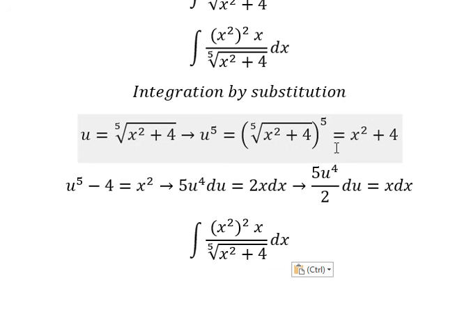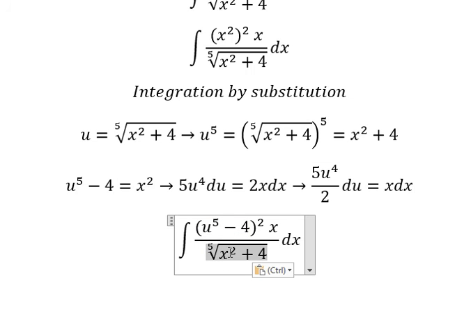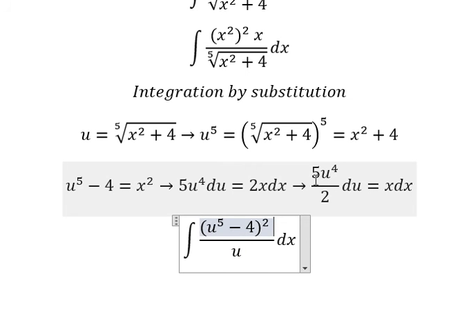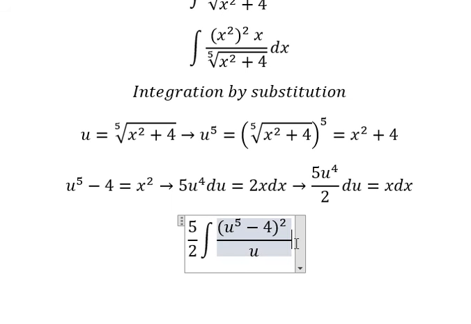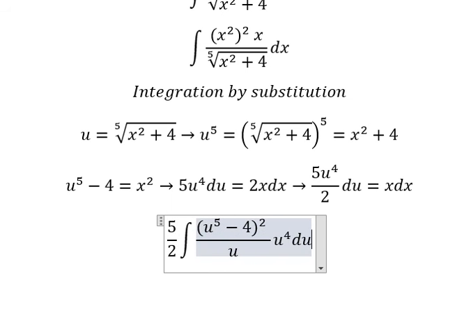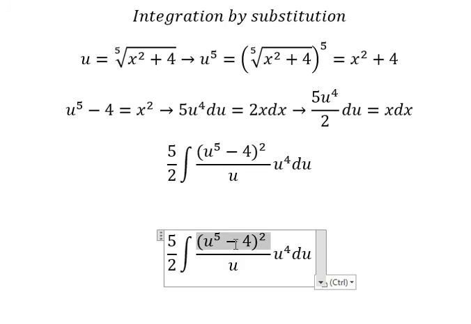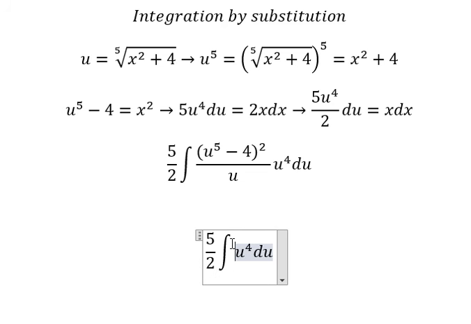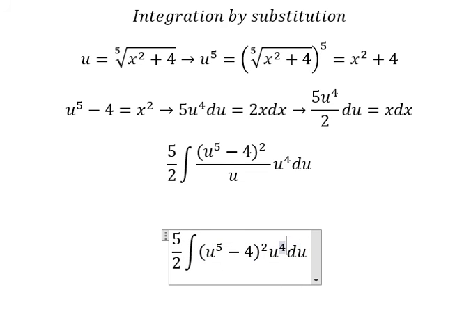S squared, that is this one. This one we change by u. S ds we change by 4u to the power of 4 over 2. So I will put 5 over 2 going here. This one is u to the power of 4 du. This one divided by u, and we have the power 3 in here.